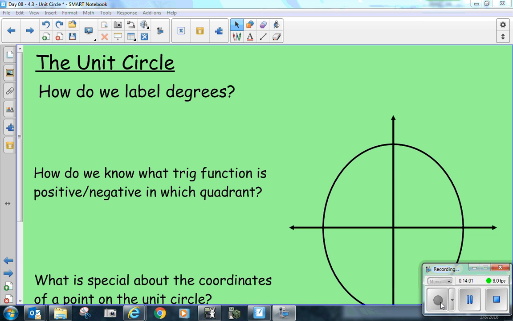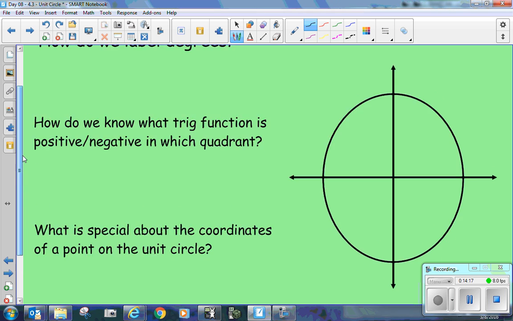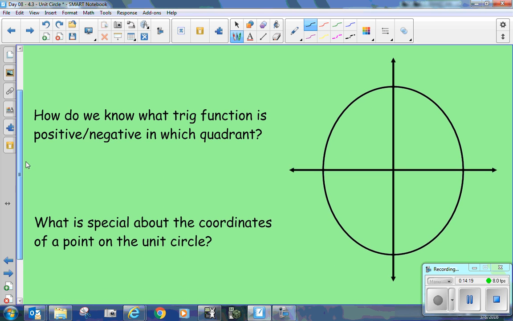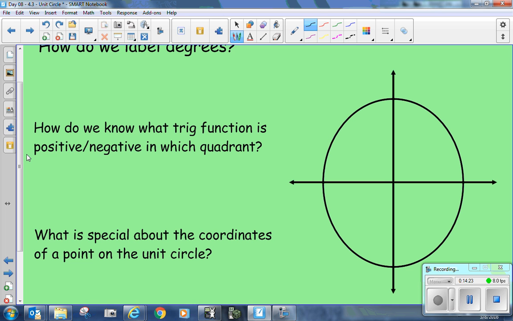So, the unit circle. We've been using this. We've been going over it, using it to solve for information for sine, cosine, and the other trig functions, to draw angles in standard position, etc. But this is a quick refresher, and maybe we should have started with this, but we're ending with it. How do we label the degrees? Well, this always starts with 0, and if we go counterclockwise, we just go up by 90s, right?